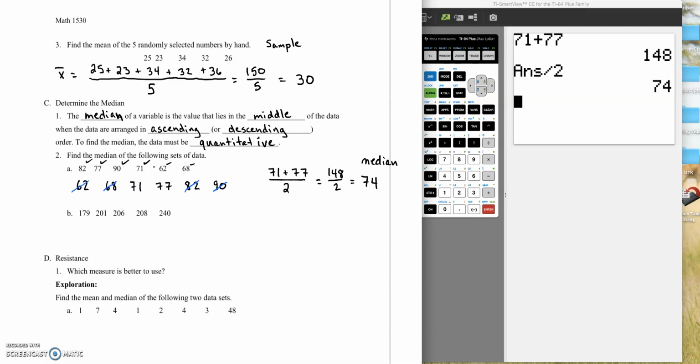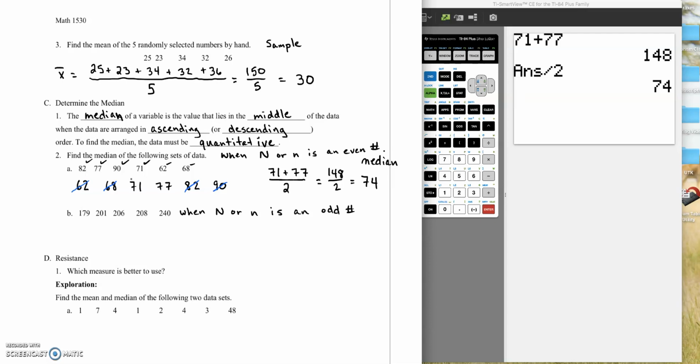So that was when either our population size or our sample size is an even number. Then we arrange them in order and find the mean or average of the two middle numbers. What happens when our population or our sample size is an odd number, though?